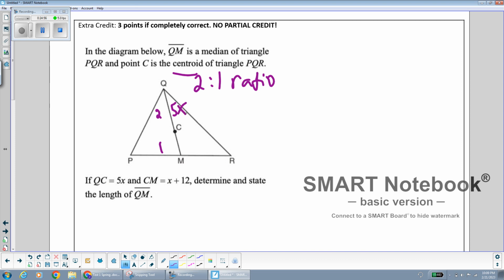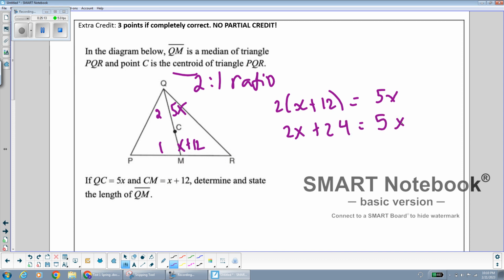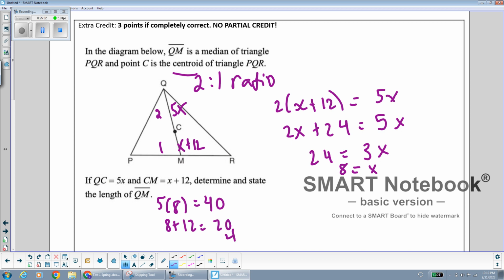QC is 5x, and CM is x plus 12. And that means that if we double the smaller part, we get the larger part because the larger part is double the smaller part. So that's 2x plus 24 is equal to 5x. That is 3x. So we have x is equal to 8. And it was asking for the whole length of QM. So 8 times 5 is 40. 8 plus 12 is 20. 40 plus 20 is 60.